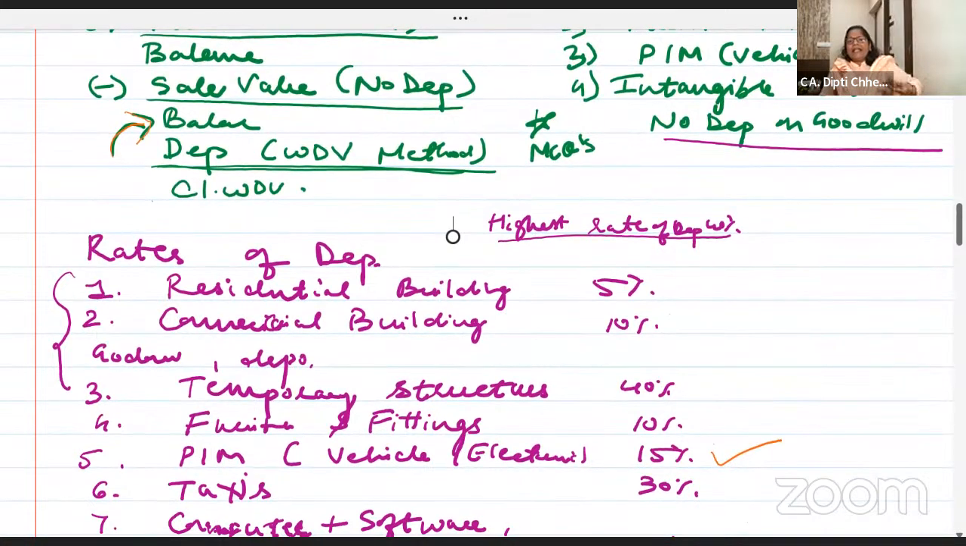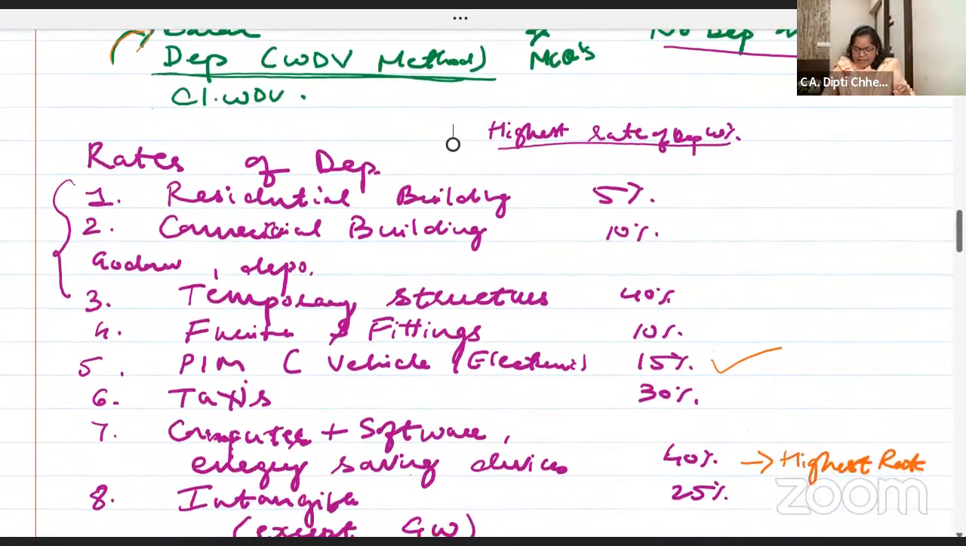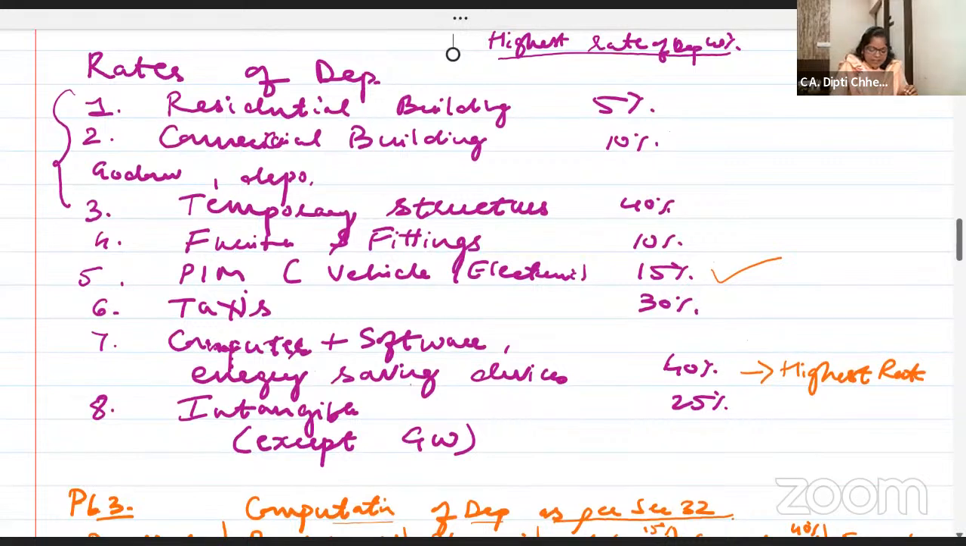Now, there are many rates given in the Income Tax Act, but the important ones are just these rates which you should learn for your exam. Residential building, if you are using it: 5%. Commercial building, godowns, depots, offices, factories: 10%.